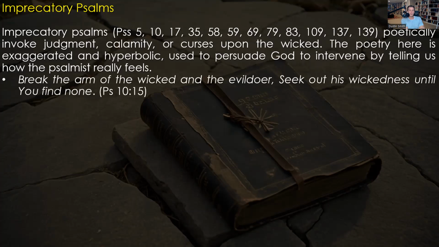So in Psalm 10, verse 15, the psalmist prays to God and he says, "Break the arm of the wicked and the evildoer, seek out his wickedness until you find none." Again, this is not the sort of thing that you think we should be praying these days, but this is the sort of language that's there. It shows that the psalmist has been deeply hurt, and these are the things that he is, hyperbolically and from an exaggerated standpoint, asking God for his judgment to be poured out on his enemies.